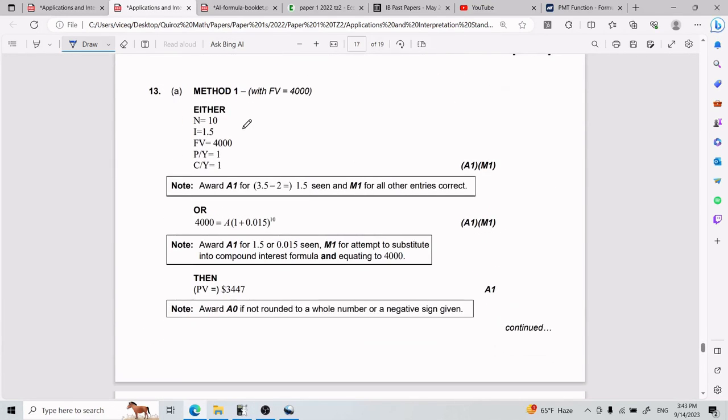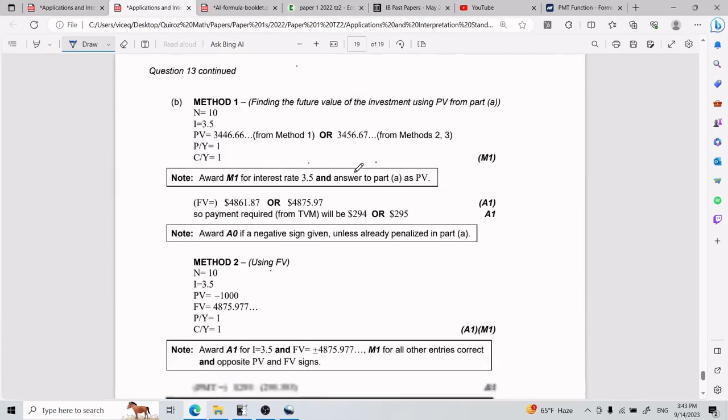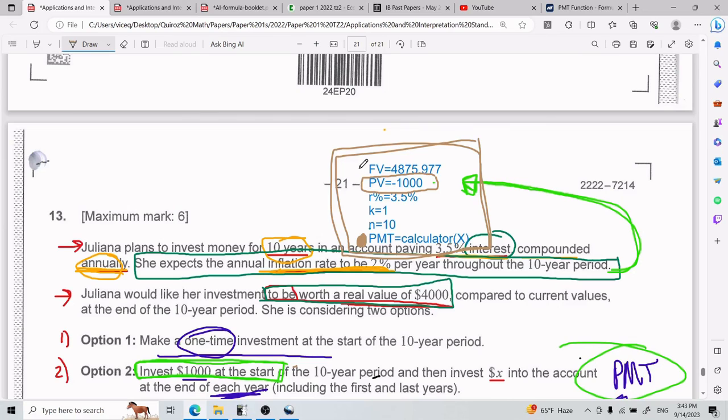Actually, if you look at the answer key, there are 3 methods for part A, and for part B, actually there are just 2. But still, it's crazy, right? It gets nutty. There are a lot of ways to face this, okay?